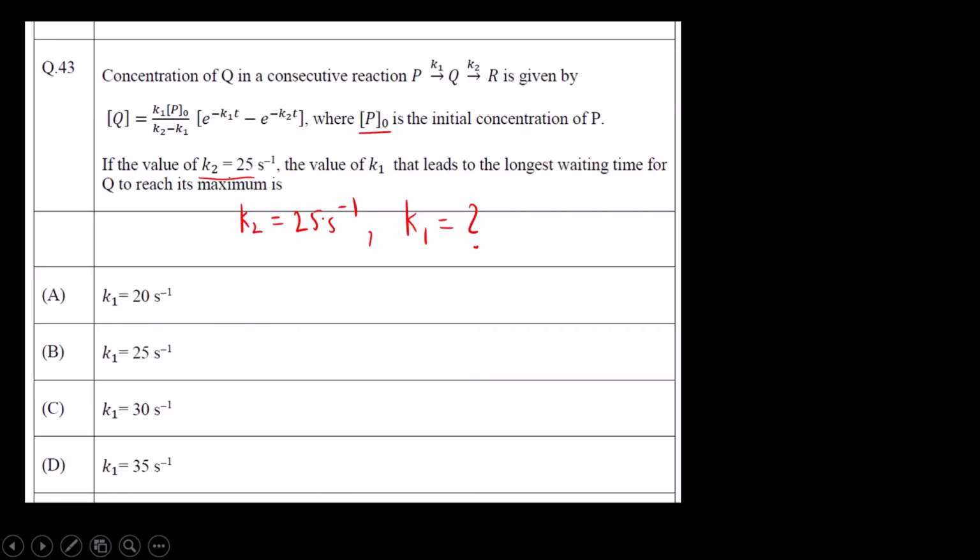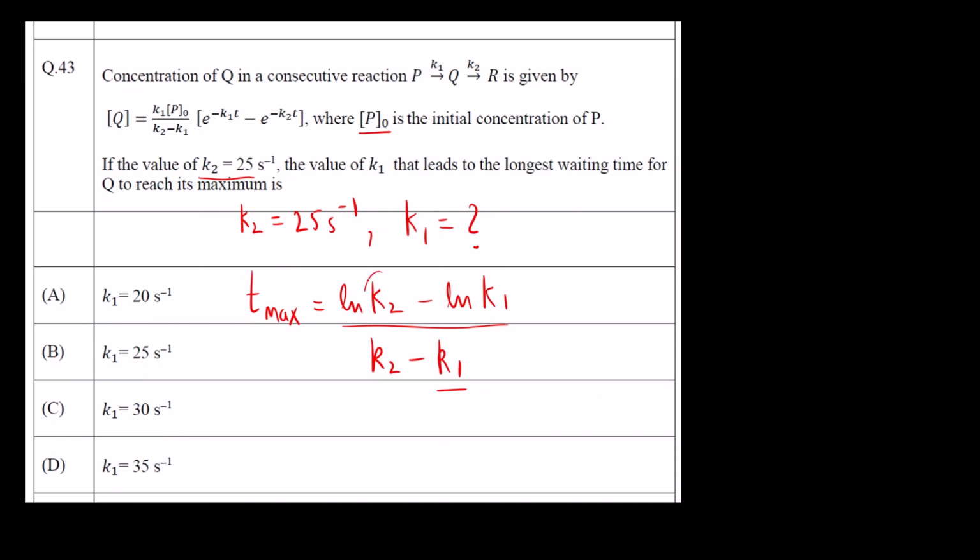Okay, so what is the formula for Tmax? What is the formula for Tmax? The formula for Tmax is ln of K2 minus ln of K1 divided by K2 minus K1. Okay, so for finding out the value of K1, what we need is the value of K2 that is given to us, but Tmax is not given.